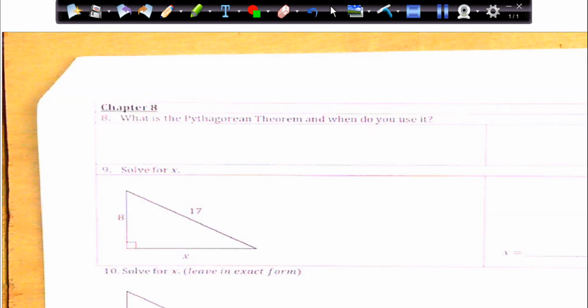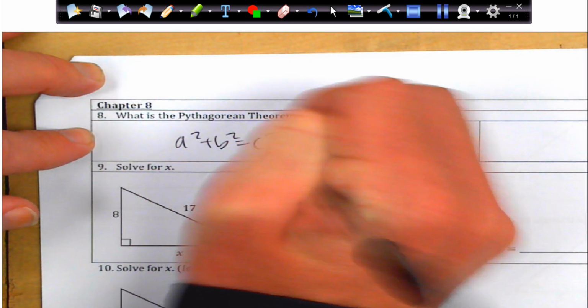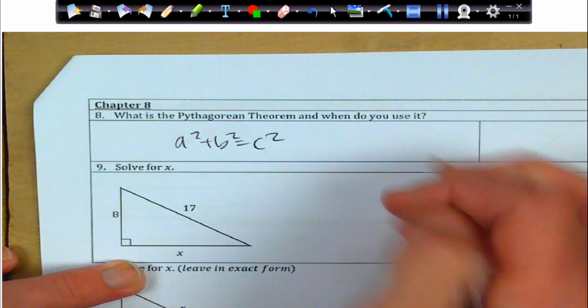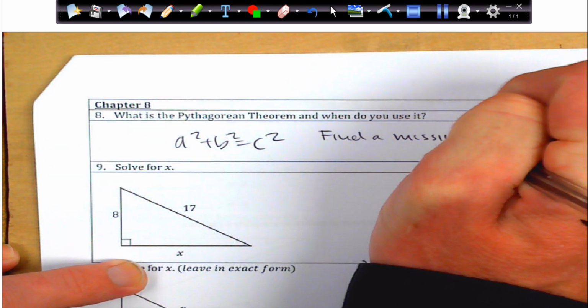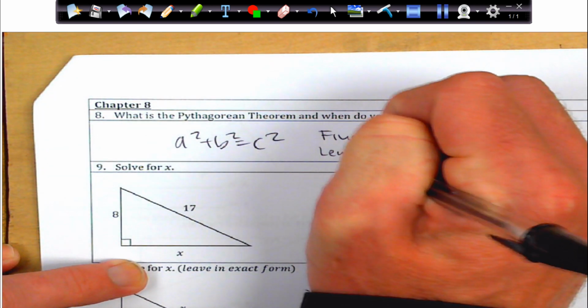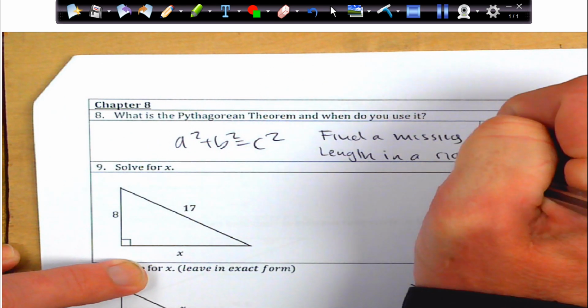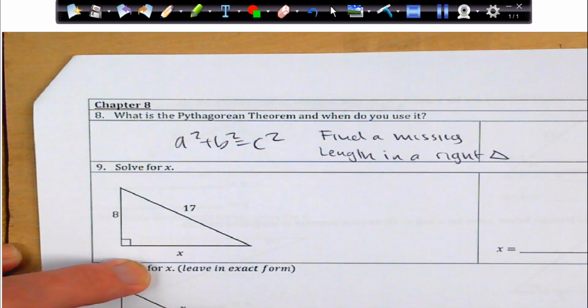Okay? All right. What is the Pythagorean theorem? When do you use it? I can answer this. A squared plus B squared equals C squared. When do you use it? To find a missing length in a right triangle. You do have to have two of those.